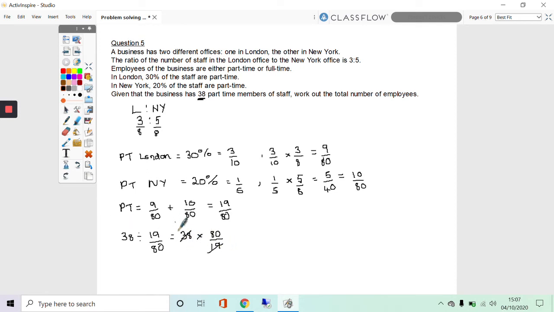And I can divide 38 by 19, so that's going to give me 2, and that's going to give me 1. So I'm just left with 2 times 80, which is 160. So altogether there are 160 staff in the company.